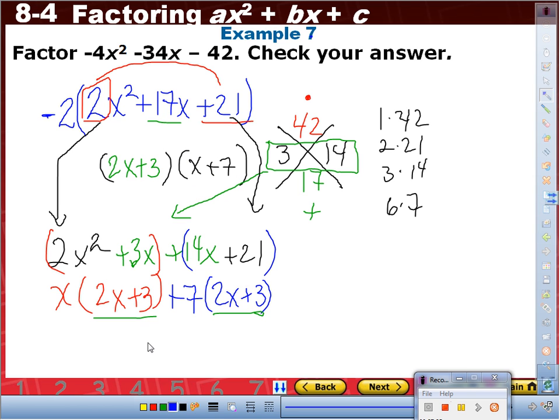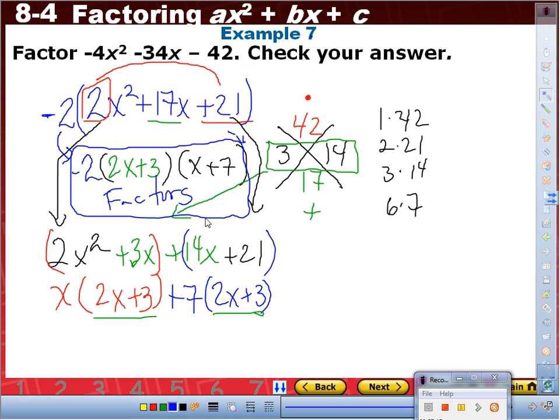Are we done? No, because look at this one now. Everybody look up. Don't forget about the friend. Negative 2. Did everybody see that? On this one, we did have a GCF at the beginning. Don't forget the GCF at the end. Okay? So I'm going to box this one, and these 3 are my factors. All 3 of them. Negative 2 times 2x plus 3 times x plus 7. How we doing?